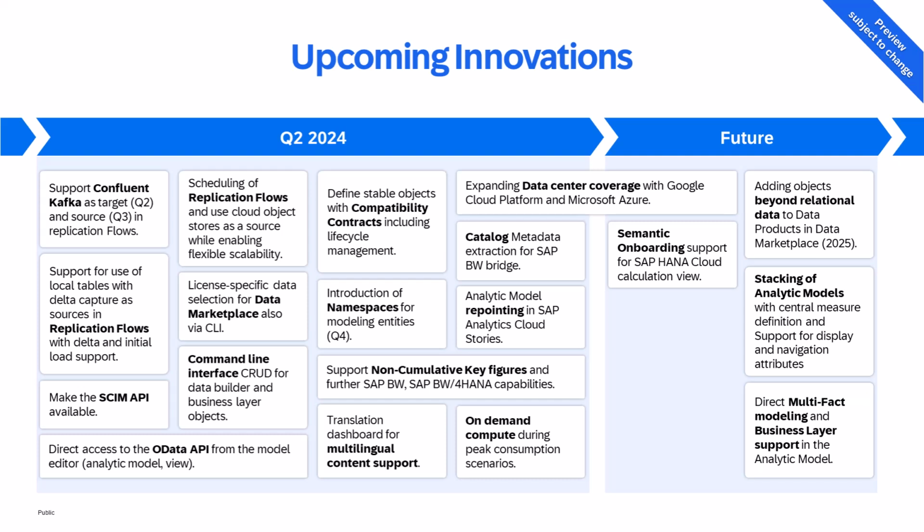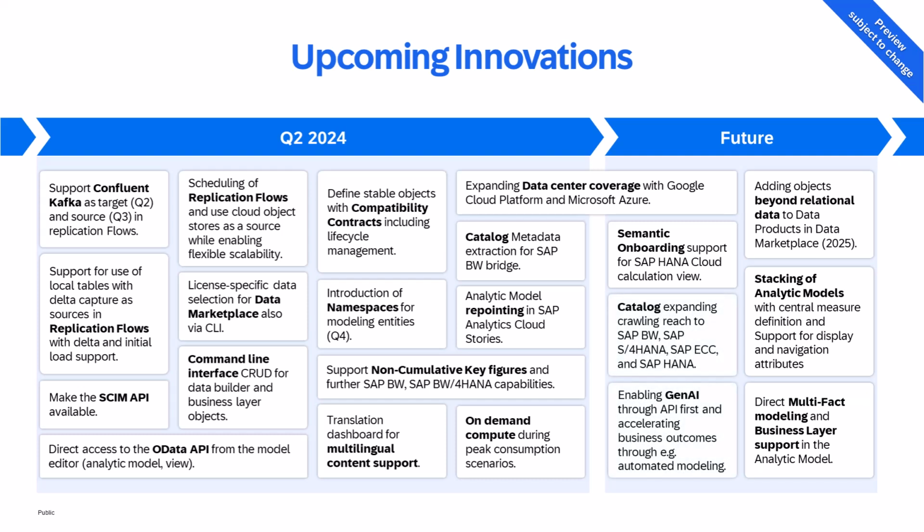Stacking of analytic models is another important topic we're working on, and we hopefully have that somewhere in Q3 available. Also the support for display navigational attributes, that kind of concept known also from the BW world, is on our list there. Later in the year, or maybe also next year, is multi-fact modeling, also for the analytic model, and also business layer support there.